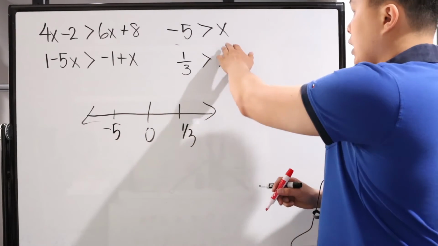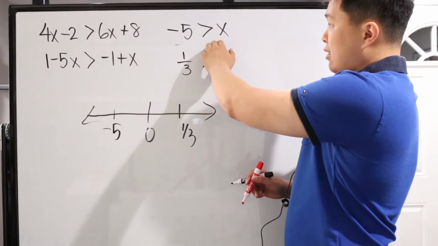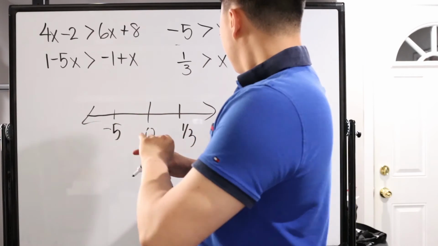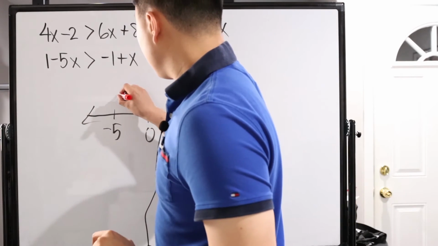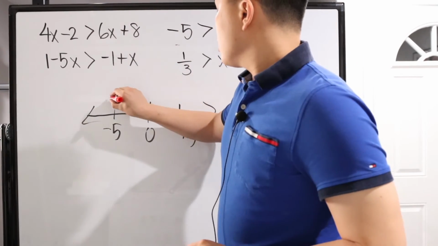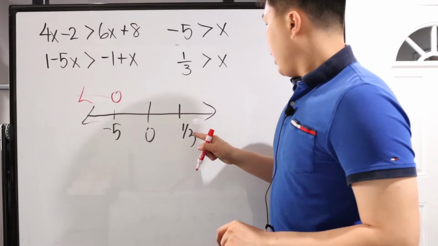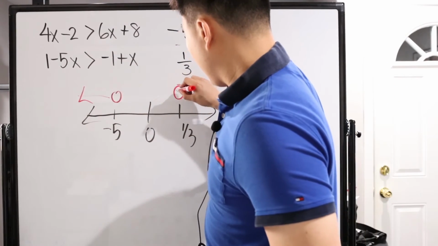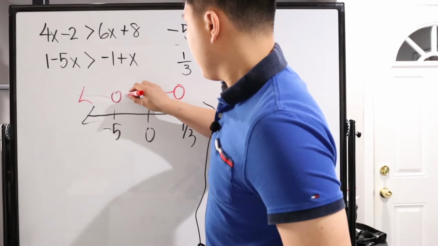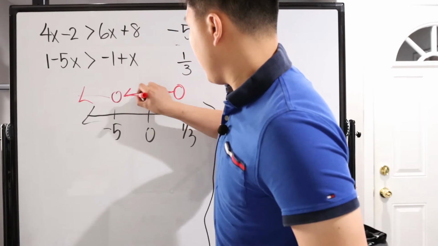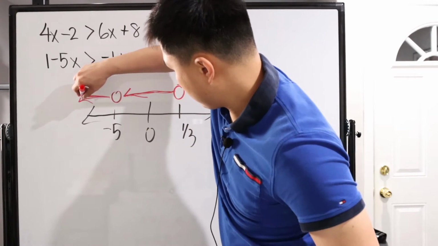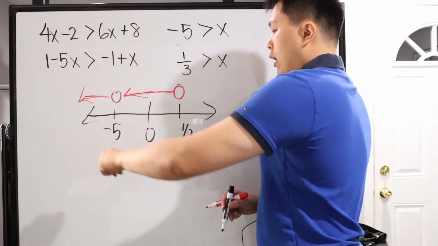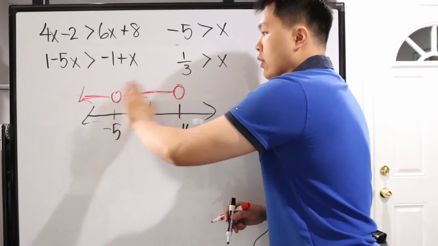Okay, so x is everything smaller than negative 5. So everything smaller than negative 5 is going this way. So not including, so it goes this way. And then 1/3. X is everything smaller than 1/3. So this way. And it goes there as well. Hopefully you guys can see that. Okay, so x is smaller than negative 5, going that way. X is smaller than 1/3, going that way.